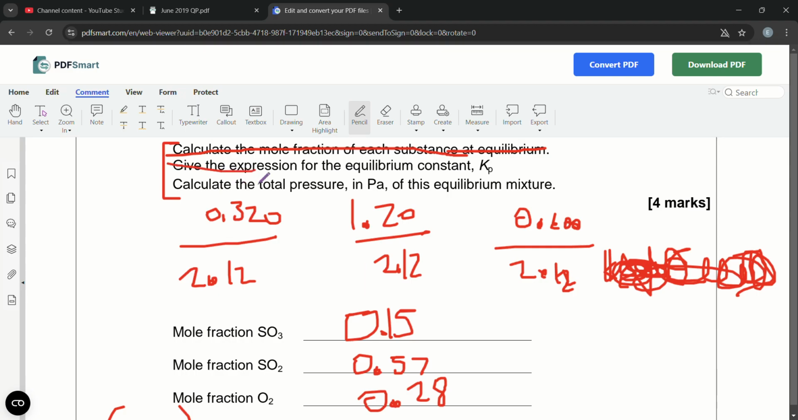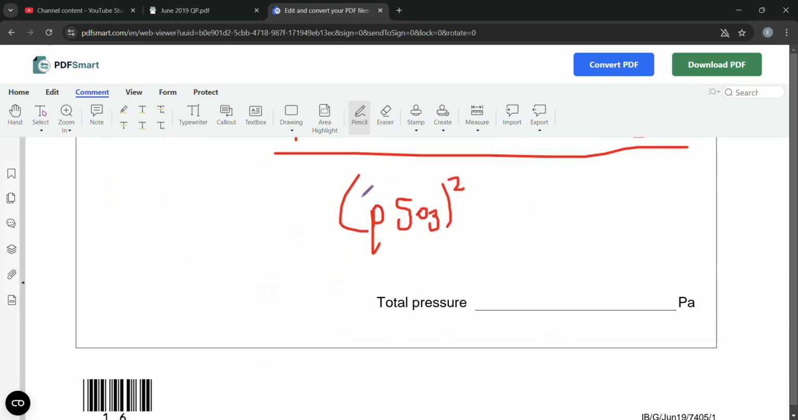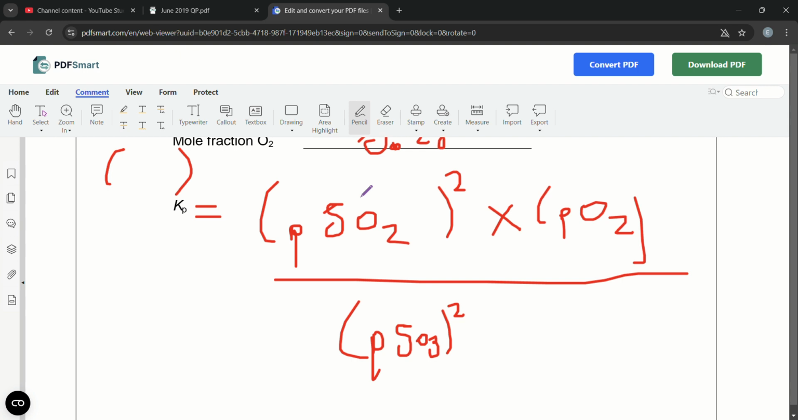Now to actually calculate the total pressure in pascals of this equilibrium mixture. Well, let's think about it. Total pressure in pascals of this equilibrium mixture.